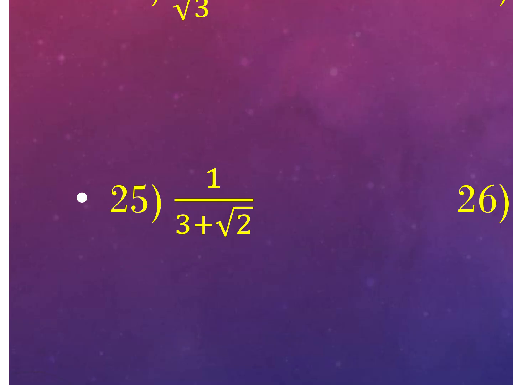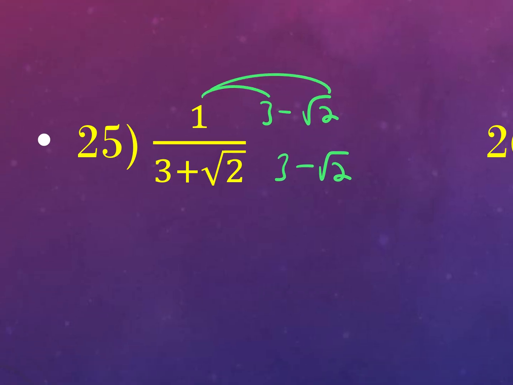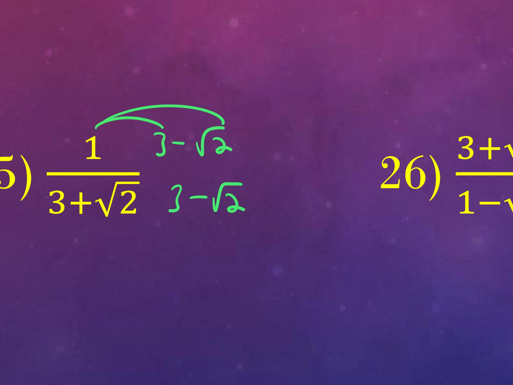So let's think about this one. This is not simplified because of the radical in the bottom. So how do we get rid of that? What are we going to multiply it by? The conjugate pair, right? So this is going to be 3 what? Minus the square root of 2. And I'm going to do that to the top as well. The top, what does the top become after you distribute the 1? It's just the same thing. So it's 3 minus the square root of 2.